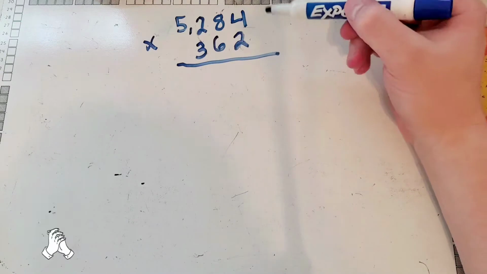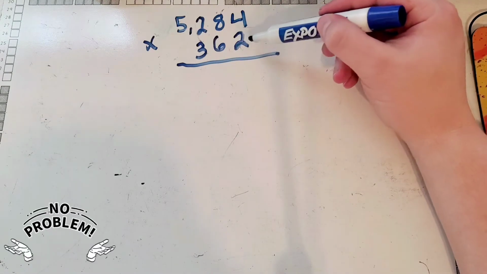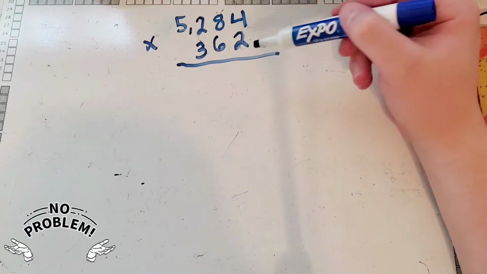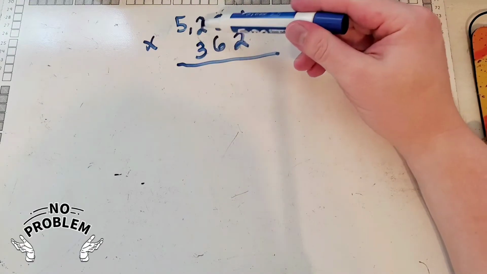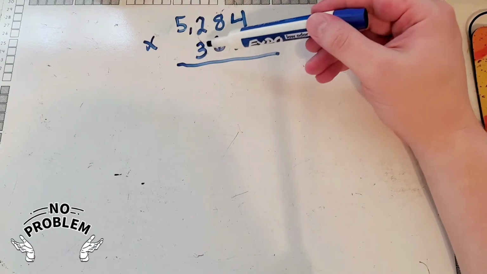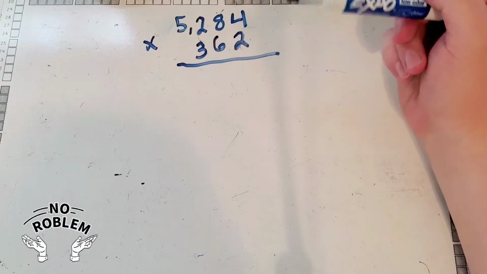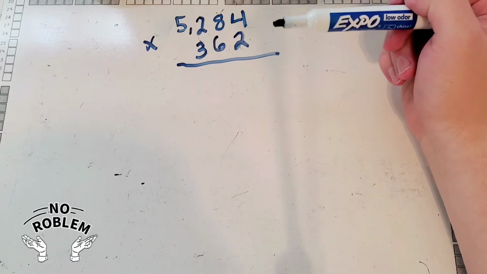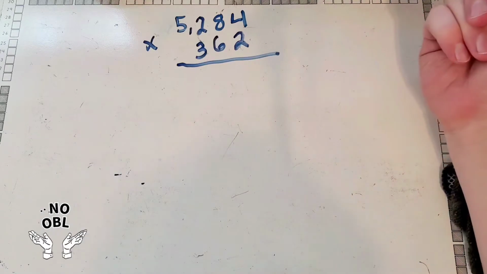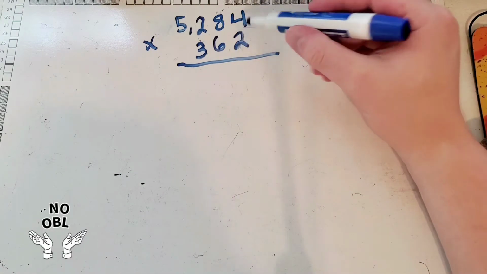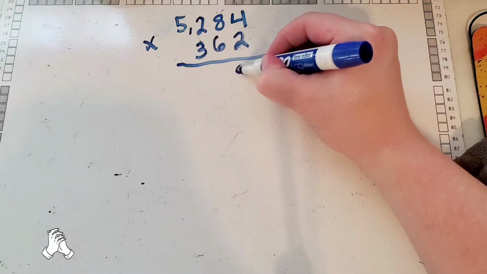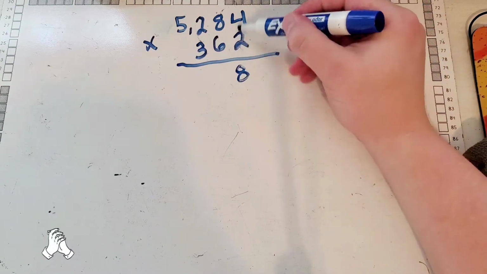I always start at the bottom in my ones place for all my multiplication problems. So I got a 2 in my ones place. I'm doing 5,284 times 362. And knowing your place value is also a very important role in solving these types of multiplication problems. So 2 times 4 is 8.